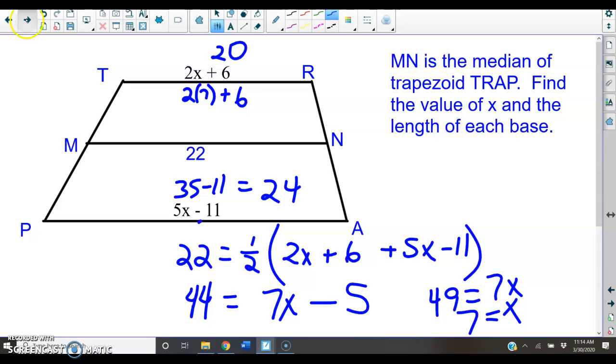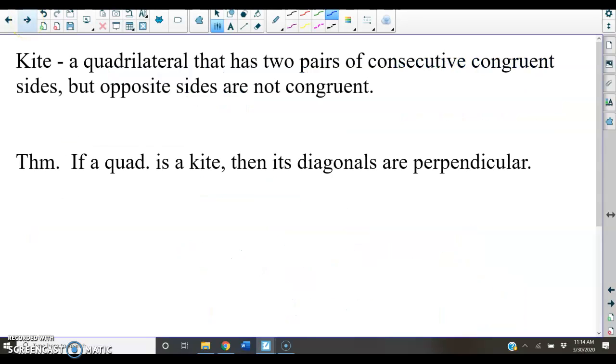So, okay. Got a few minutes. Let's look at a kite. A kite is a quadrilateral that has 2 pairs of consecutive congruent sides, but opposite sides are not congruent. So, there's your kite. Okay? It doesn't tell us any more than that in the definition.